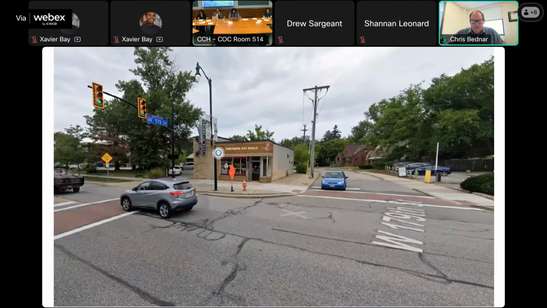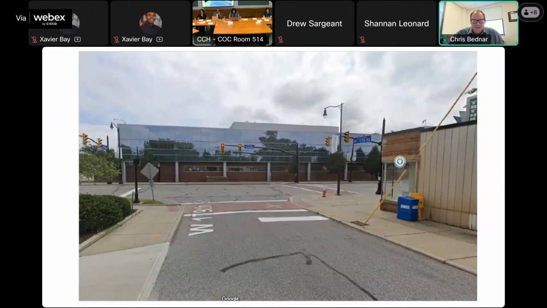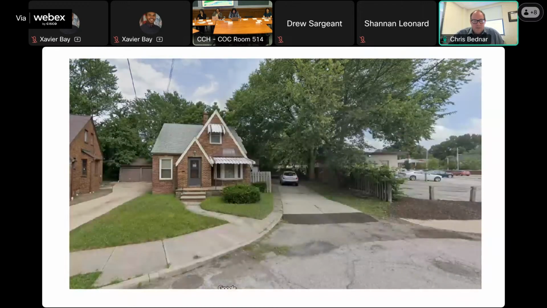If you can scroll through, we do probably have a lot of extra pictures, but if you want to scroll through the slides here, you can see the surrounding neighborhood. This is on 179th looking south back towards the hospital. This is looking at the property to the north of the parking lot and paint shops on the right there.